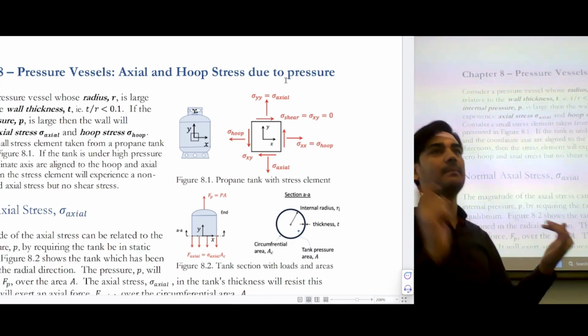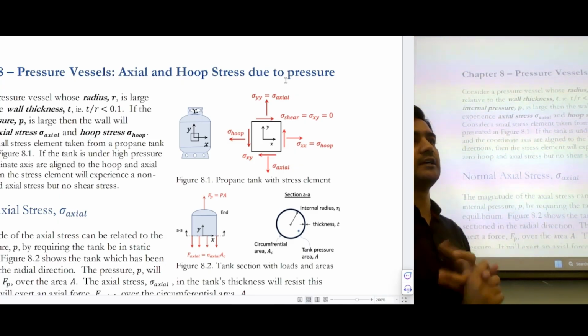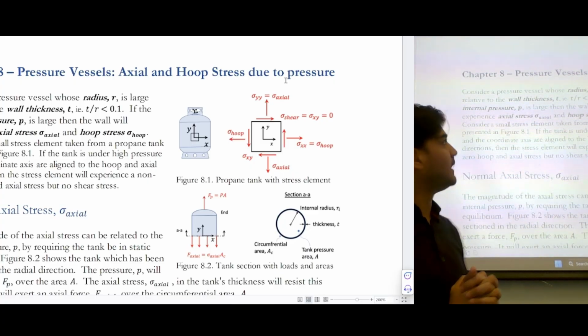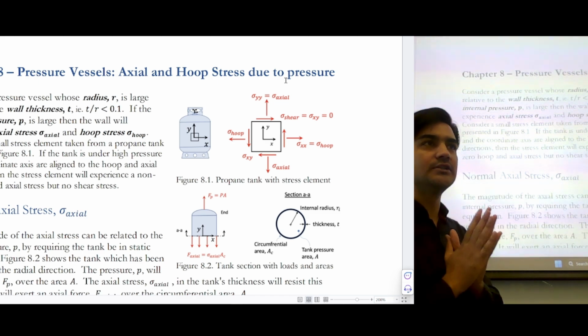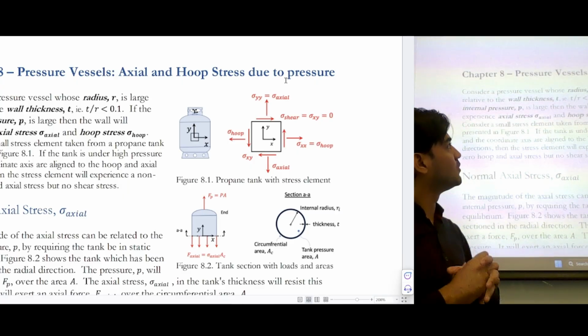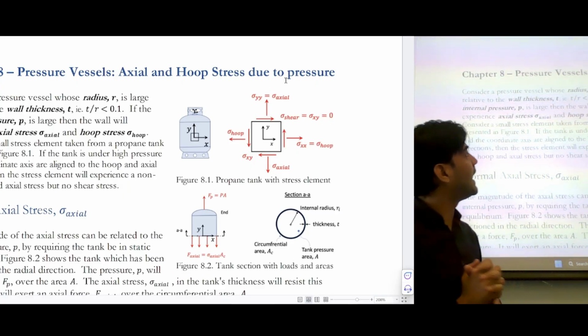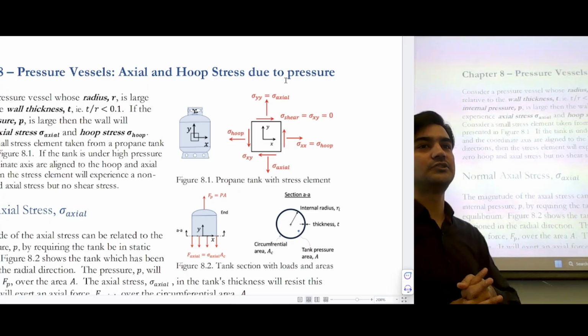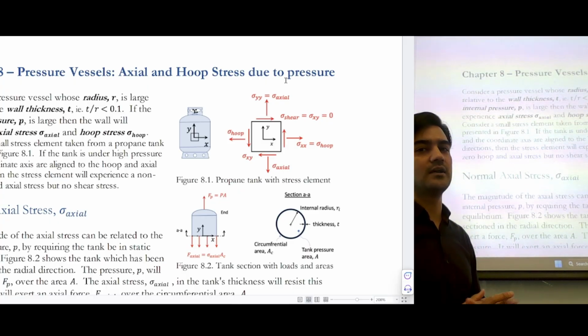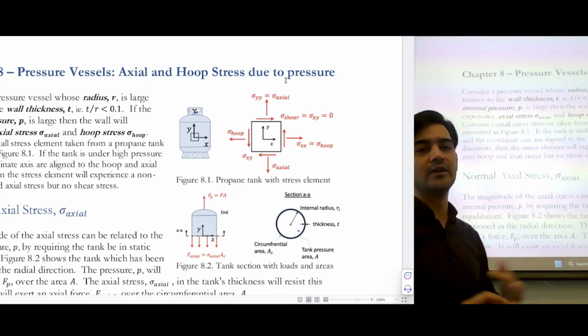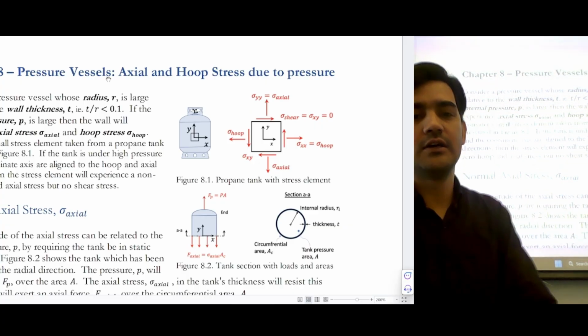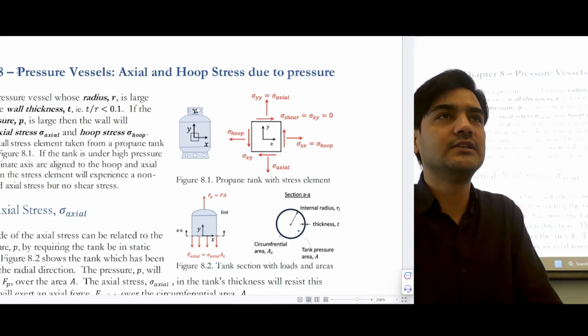We have already talked about axial forces, shear forces, bending moments, and different loading conditions. But this chapter talks about a special loading condition, and this special loading condition is because of the pressure. Because of pressure, you will have some stresses in a member, and these stresses are called axial stresses and hoop stresses. So this chapter is a relatively smaller chapter.